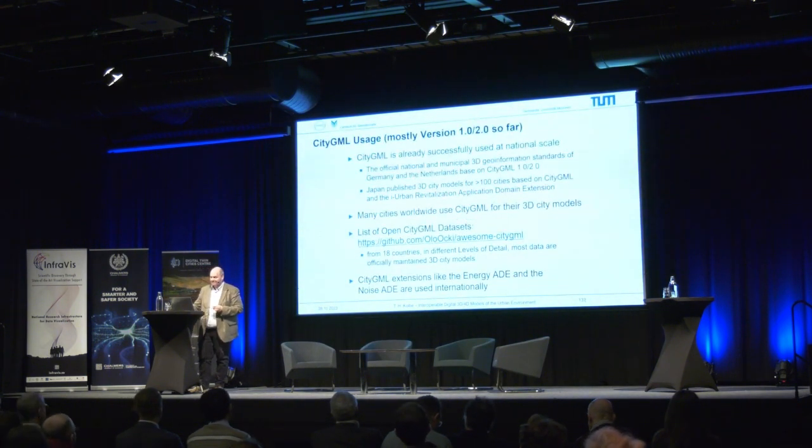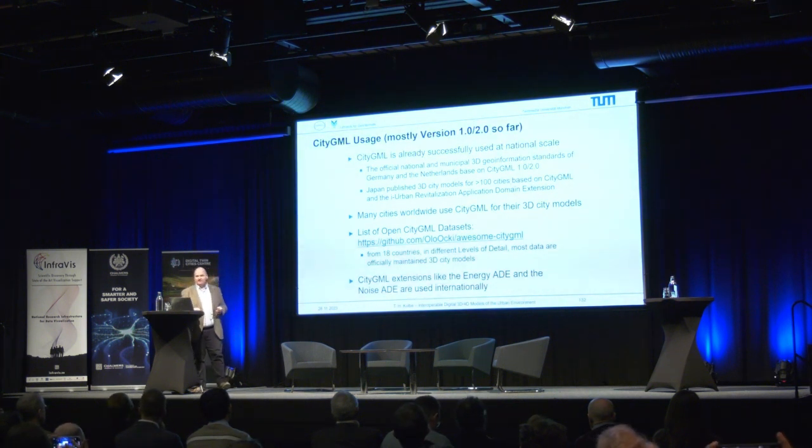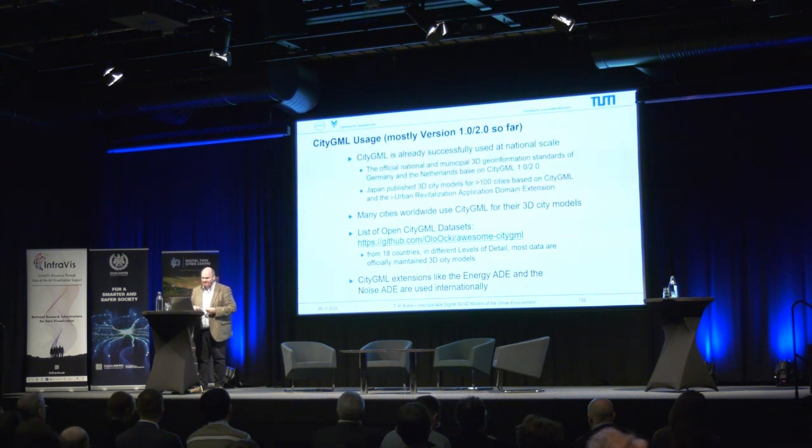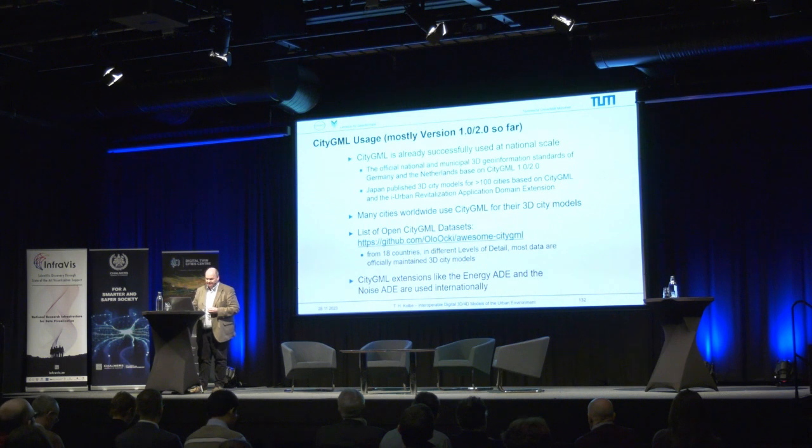Okay, CityGML is currently in use worldwide, and there are even several countries basing their 3D models on this, for example Germany and the Netherlands. And we heard about the Netherlands this morning from Jan Tien. But also Japan. Japan has now released as open data the city models of more than 100 cities, and you can freely download them as CityGML files. And this includes Tokyo and many other cities, which is quite interesting.